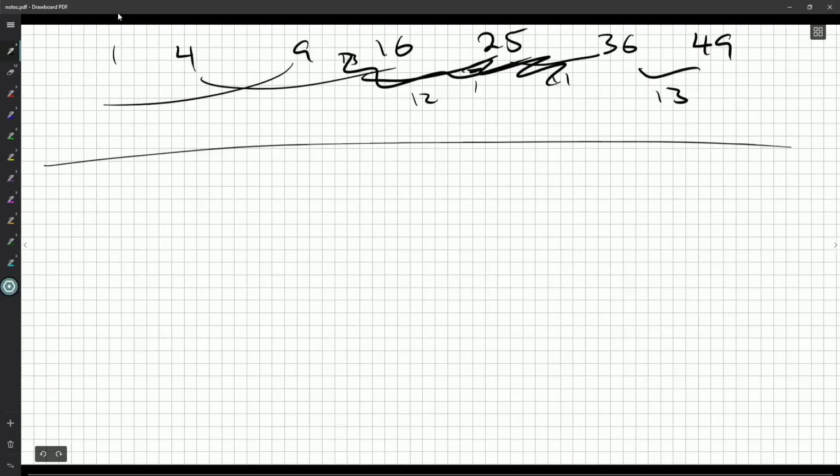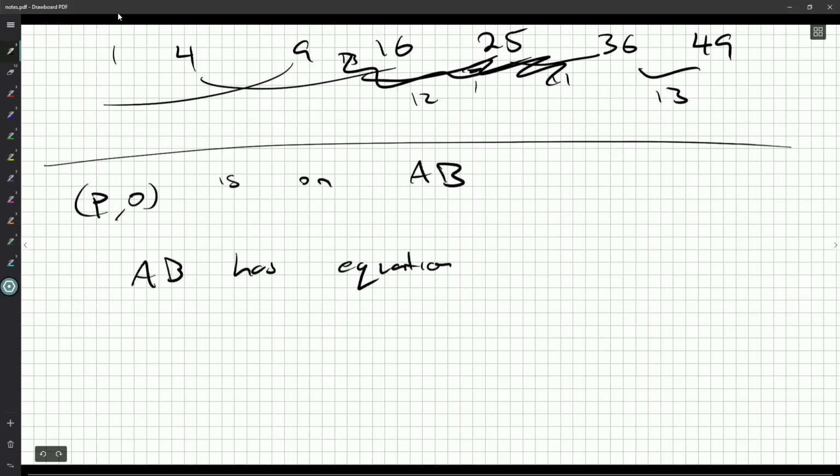So, what do we have? P0 is on AB. We know that. And AB has the equation y equals the rise, which is A plus B, over the run, which is C, x plus, and then A is the y-intercept.